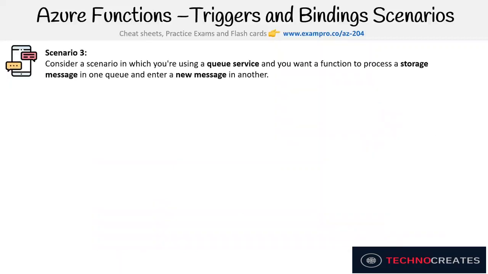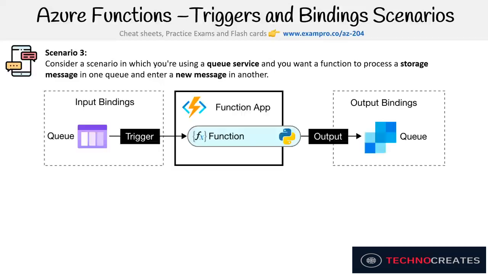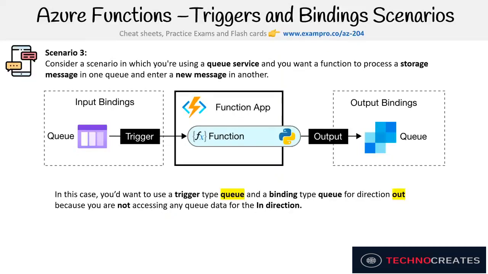Looking at our third scenario, consider a scenario in which you're using a queue service and you want a function to process a storage message in one queue and enter a new message in another. So the idea is you have a queue, it's triggering something, and it's going to output to something. Probably this icon's old, but we should have had this icon repeated twice, because this is the SendGrid logo. So just imagine that we took this icon and put it over here.